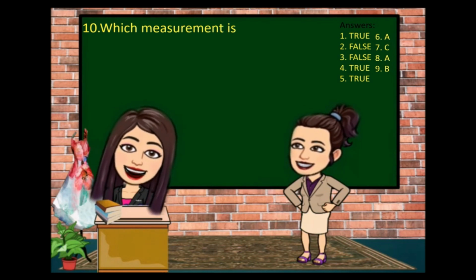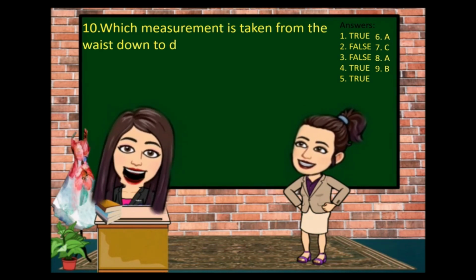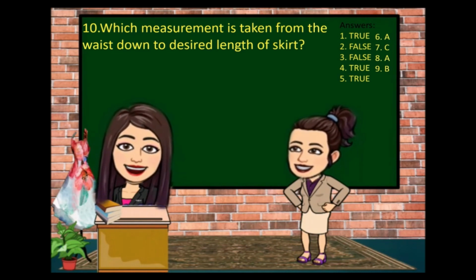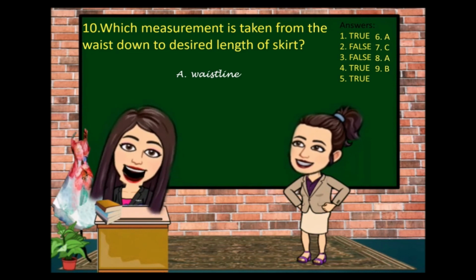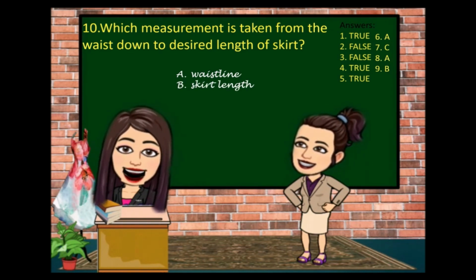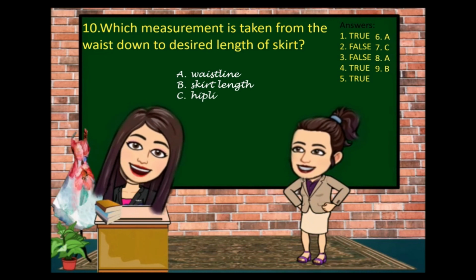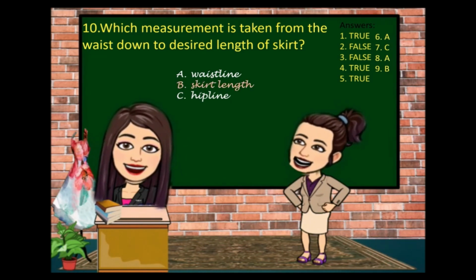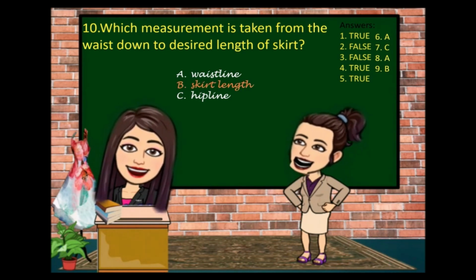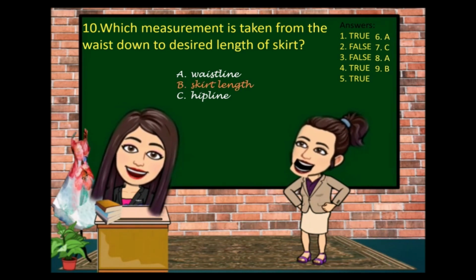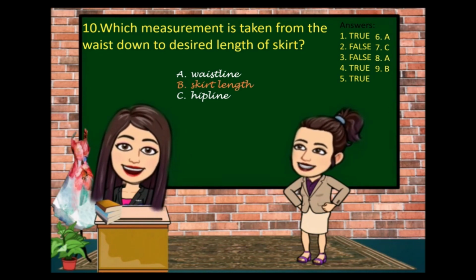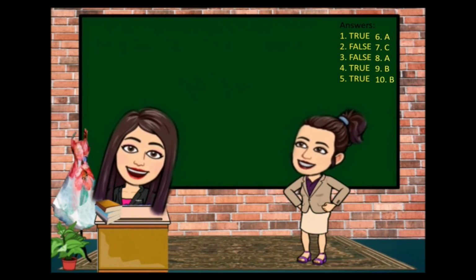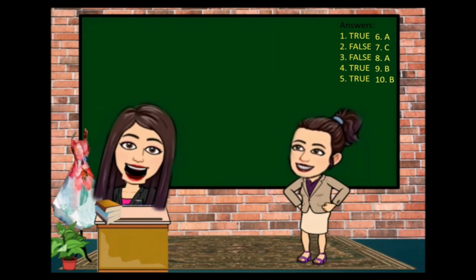Question number 10. Which measurement is taken from the waist down to the desired length of skirt? Letter A, waistline. Letter B, skirt length. Or letter C, hip line. You are correct. The answer is letter B, skirt length. Skirt length is taken from the waist down to the desired length of skirt. We do believe that you got a perfect score.